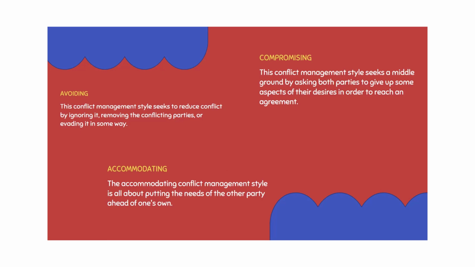And then is compromising. This conflict management style seeks some middle ground by asking both parties to give up some aspect of their desire in order to reach agreement. This style is sometimes referred to as lose-lose because both parties will have to give up a few things in order to reach an agreement on a larger issue.